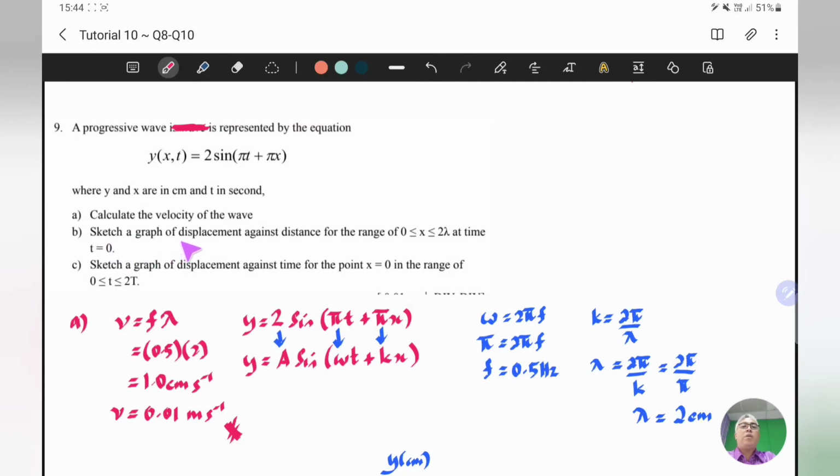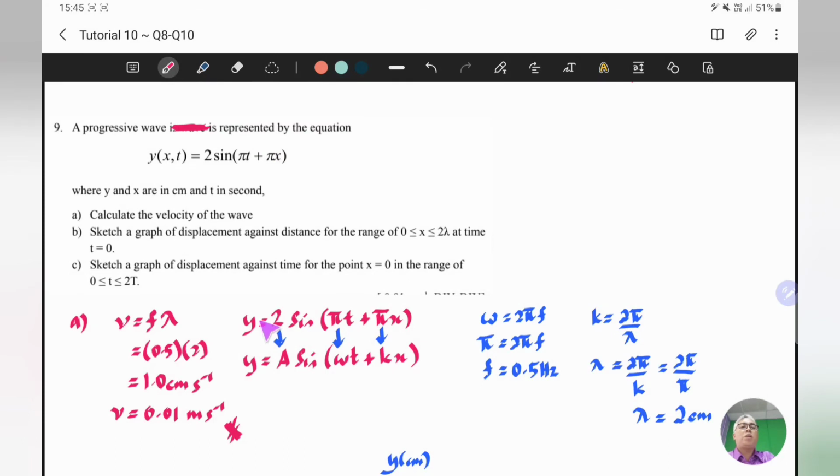Sketch a graph of displacement against distance for the range between 0 and 2 lambda for x at time t equals 0. Also sketch a graph of displacement against time for the point at x equals 0, where the range of t is between 0 and 2 periods. So this is the general equation given, y equals 2 sine of pi t plus pi x, where y is in terms of x and t, because we are talking about x and t here.